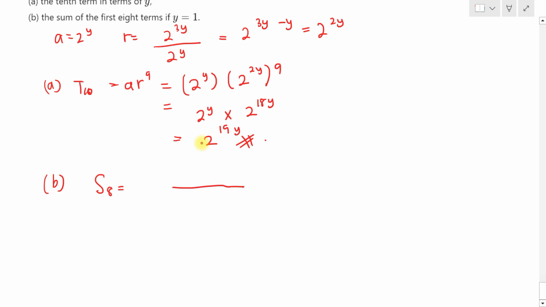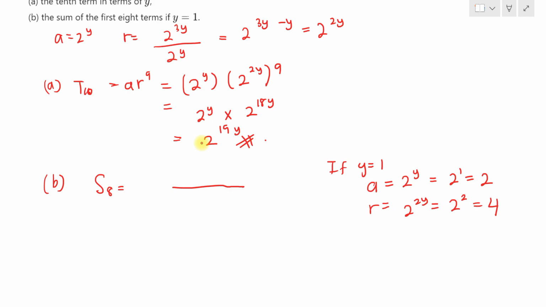And then the second one, sum of the first 8 terms if y equals 1. Okay, so if y equals 1, that means your a is 2^y, so 2 power 1, which is 2. R is 2^2y. That means 2 power 2, which is 4. Alright, so here the common ratio is 4, so 4 power 8 minus 1, and then your a is 2. This one you cannot cancel every time. 4 minus 1 is 3, this one 2.